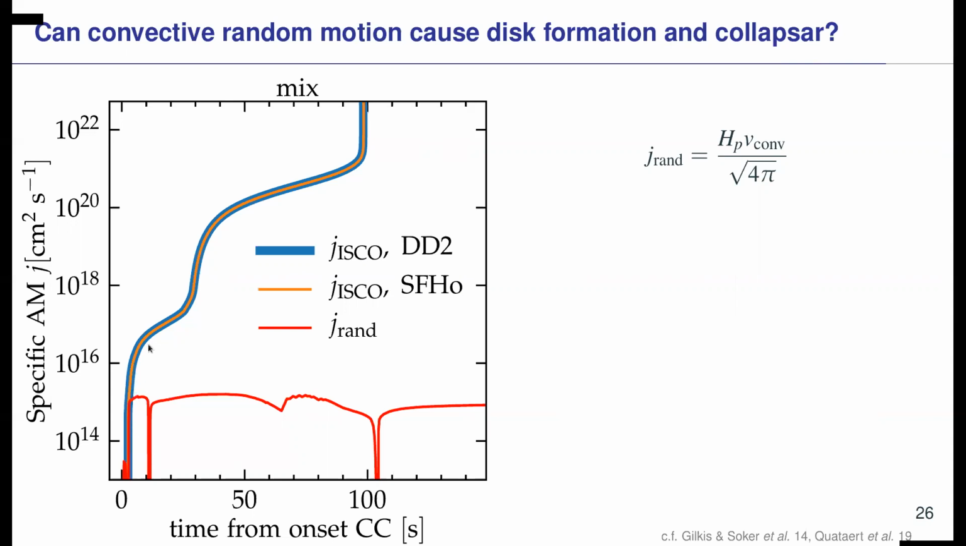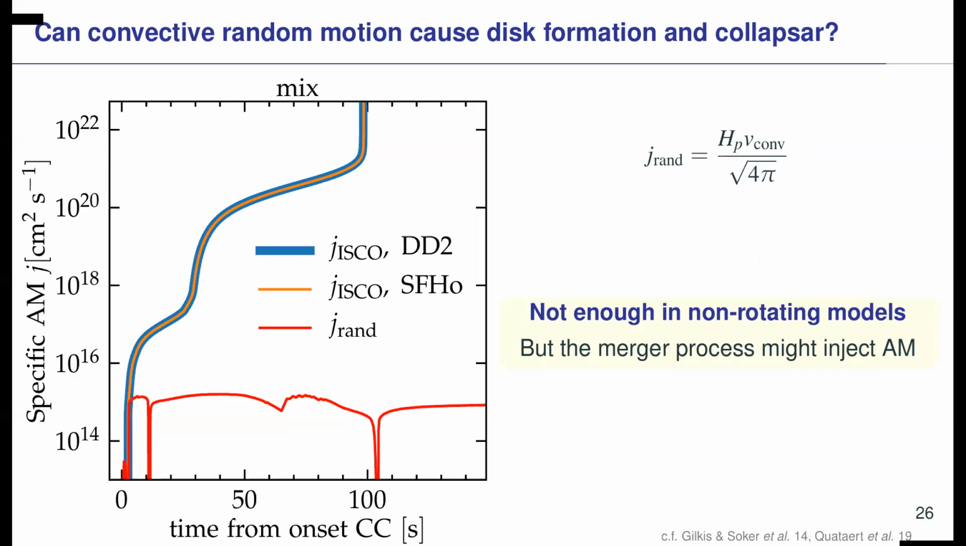And instead, in this orange-blue, you see the innermost stable circular orbit angular momentum for an initially non-rotating black hole that accretes the mass. And from the fact that the red is always lower than this blue-orange curve, we know that in this non-rotating model, convective layers never have enough angular momentum to trigger the formation of a disk. But again, this was a merger, and where we put the relative angular momentum of the two stars is still an open question. So here I'm just showing you a toy model to highlight a potential issue with this merger scenario.